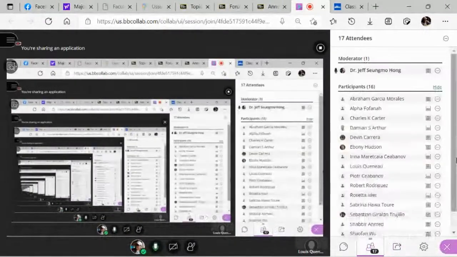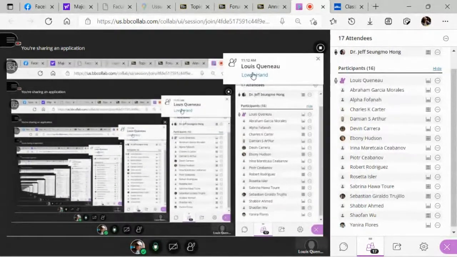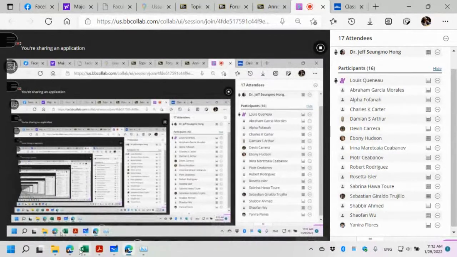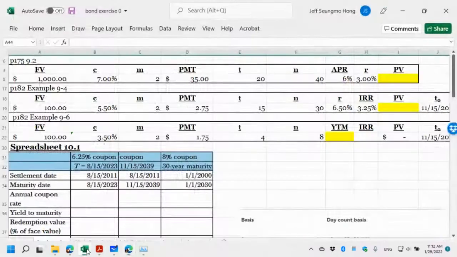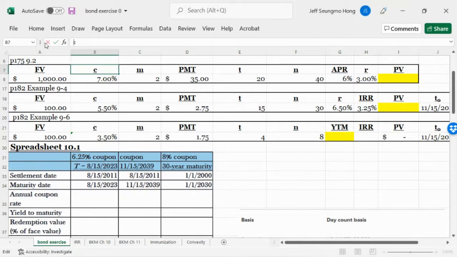Any questions so far? Yeah, Louis, go ahead. For bond exercise 1, or bond exercise 0, I should say, it's titled page 175, 9.2, but I couldn't... Ignore that, sorry. Ignore the page number, because that was the example I took from Finance 100. Okay. Another question I had is what does C represent? That's the coupon rate. Oh, okay. I see. Coupon rate. All right.